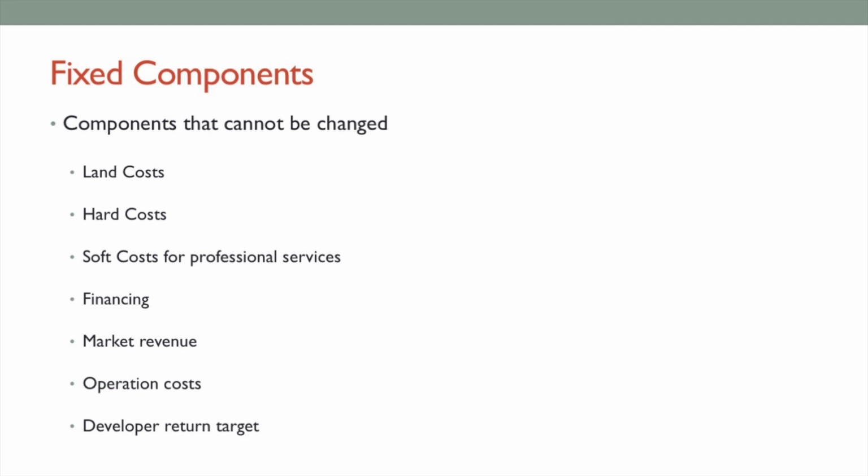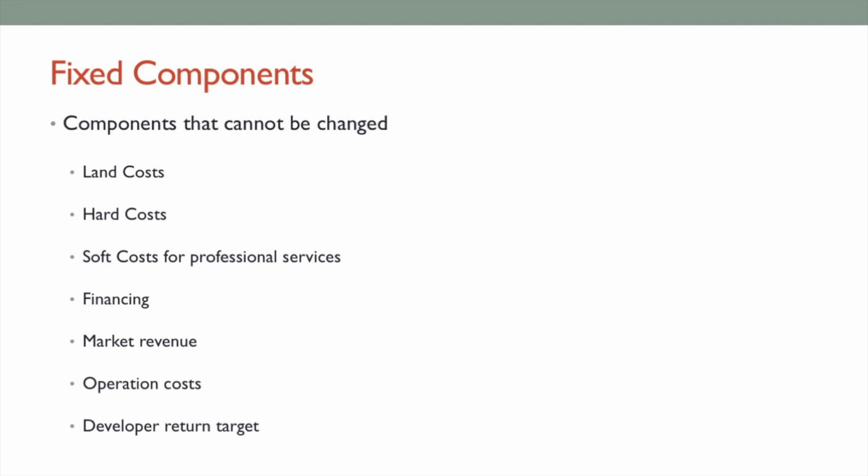Well, there are factors that really can't be changed through the planning process. Land costs are determined by the market. Hard costs are determined by prevailing market conditions. Soft costs for professional services are set pretty much. Financing is between the developer and the lending institution. Revenues, again, are based on market conditions. Operating costs are pretty well set. And the developer's return target. Developers have a target in mind. If they don't meet it, they're probably not likely to invest.